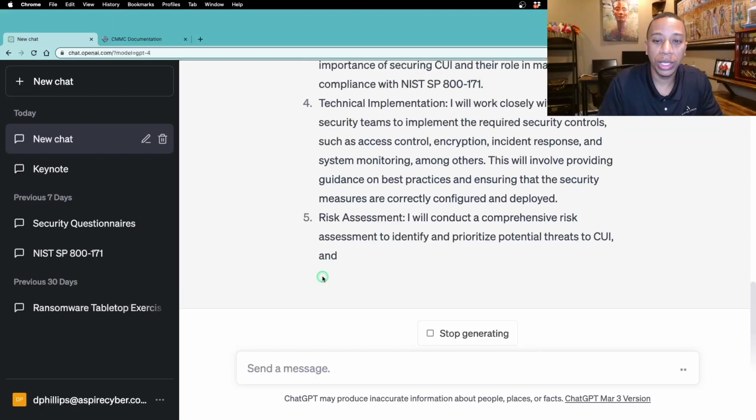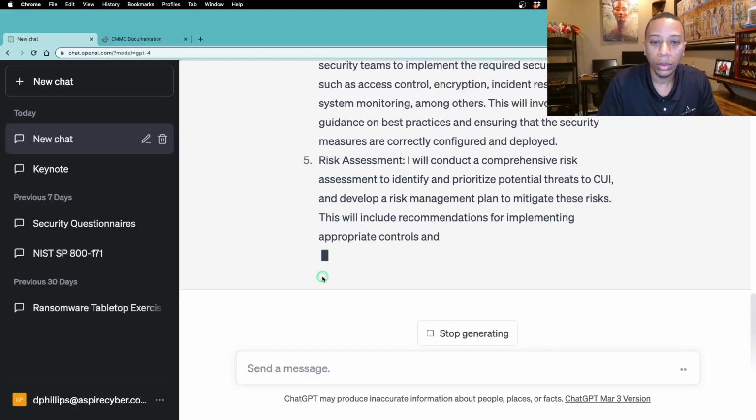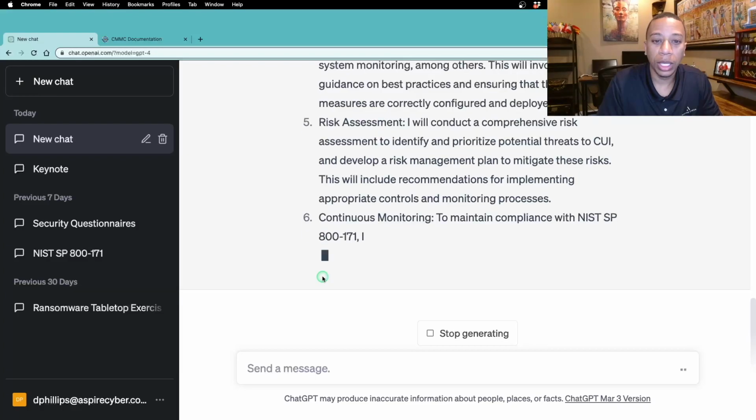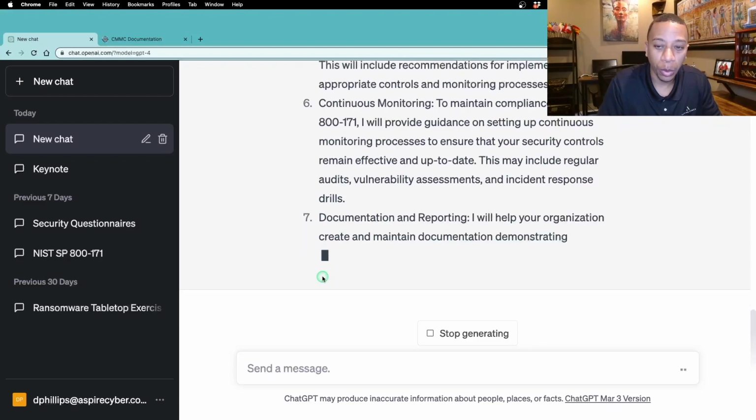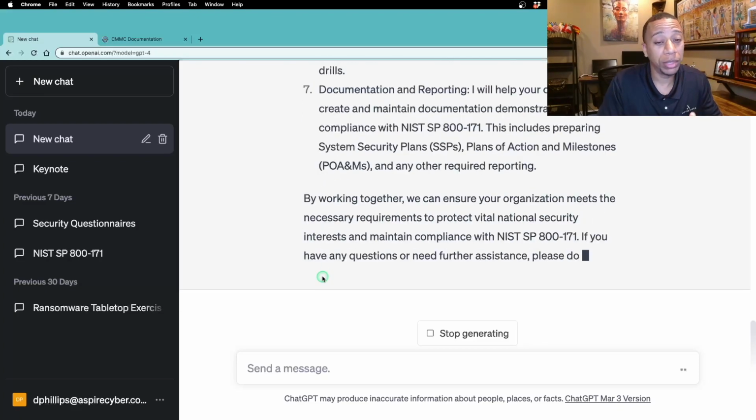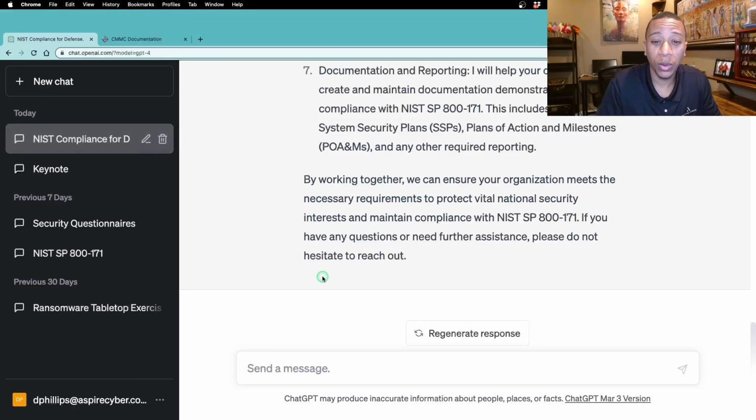Can help perform a risk assessment, can help with continuous monitoring, documentation and reporting. So great, ChatGPT, I'm looking forward to working together with you. So this gives you an overview of everything.